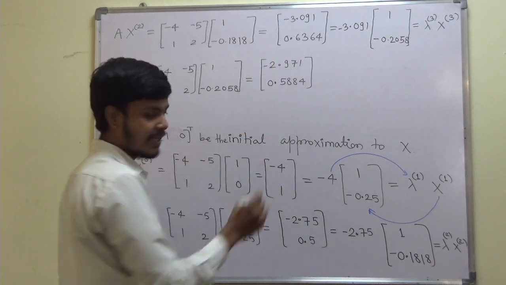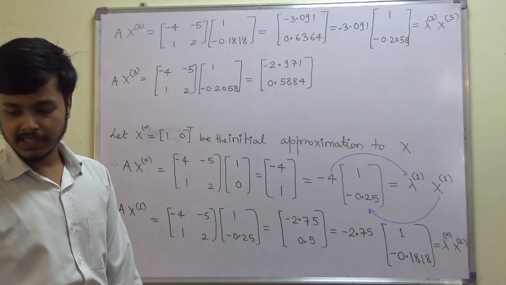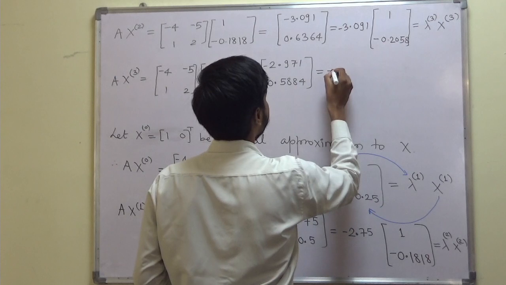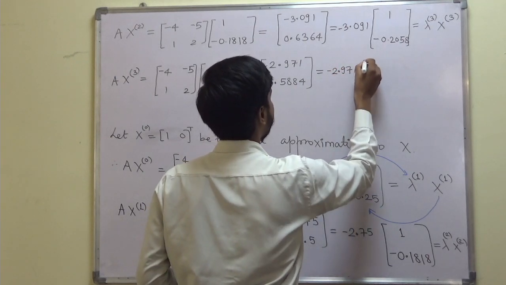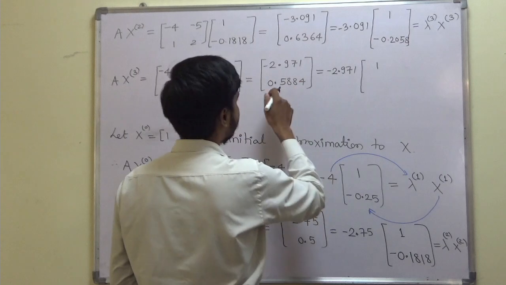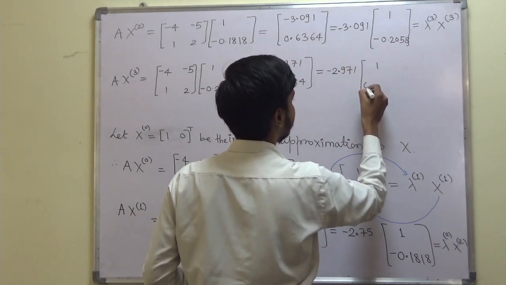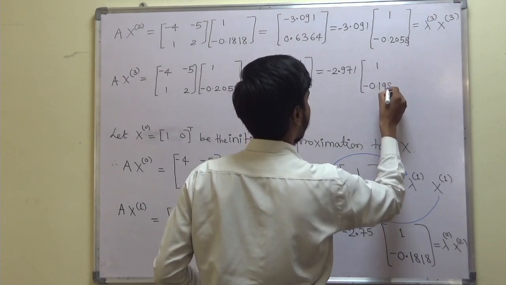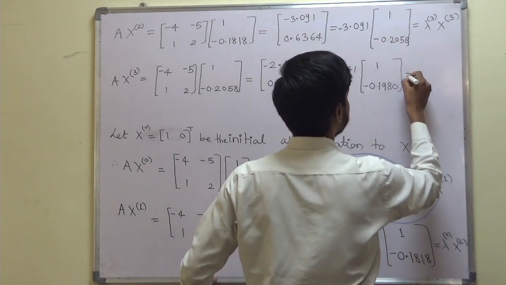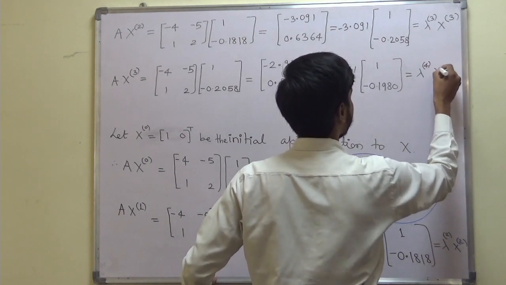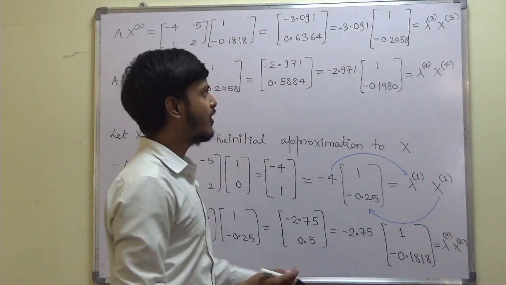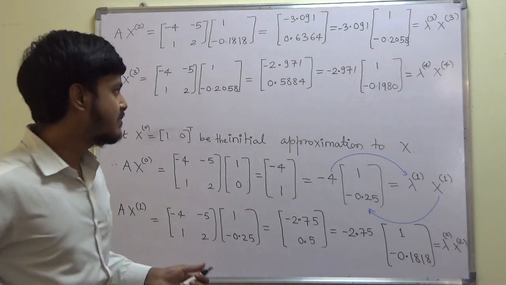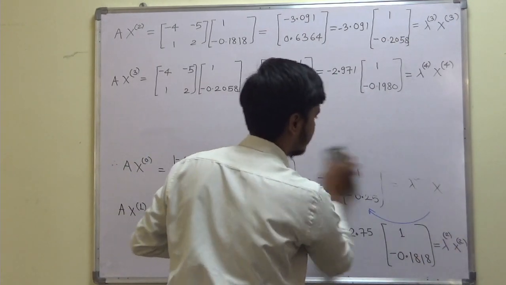2.971, of course minus, and minus 0.5884. Okay, now take out this value common, so I will be getting minus 2.971. We remain with 1, and then when you divide this number by this, you will be getting minus, don't forget, right, minus 0.1980, and say this is to be your lambda 4 x4. Now again check, the difference between these two is not negligible. So again go on finding the values.